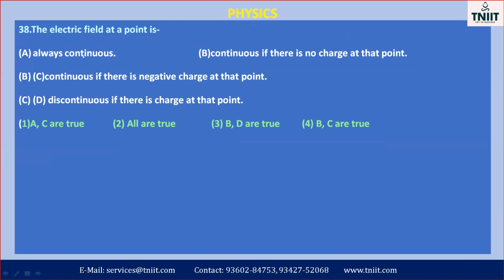Electric field at a point is always continuous. Continuous if there is no charge at the point. Continuous if there is a negative charge. Discontinuous if there is a charge at that point.